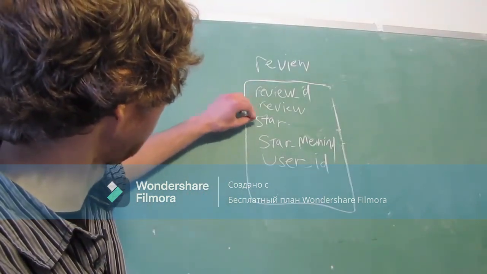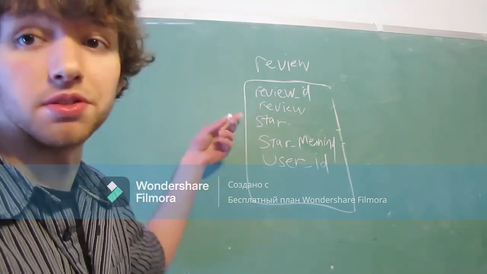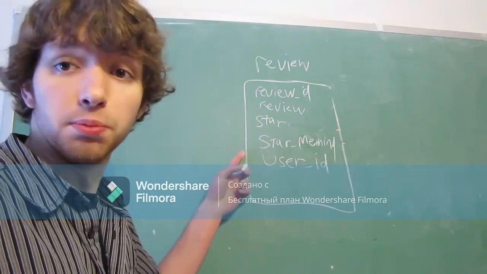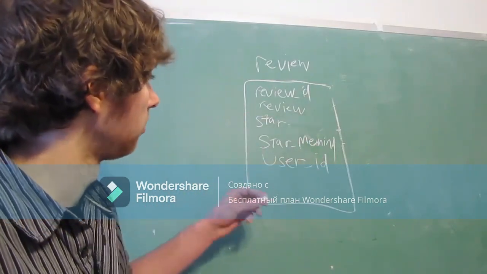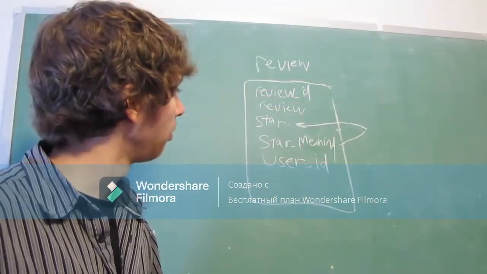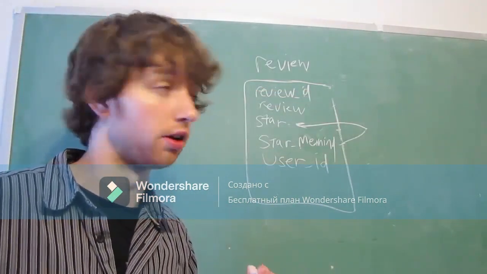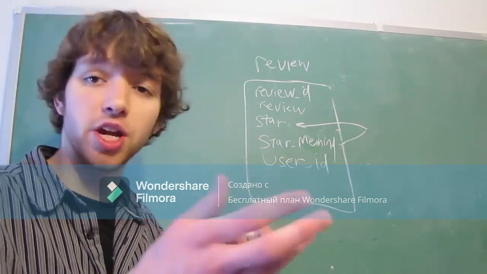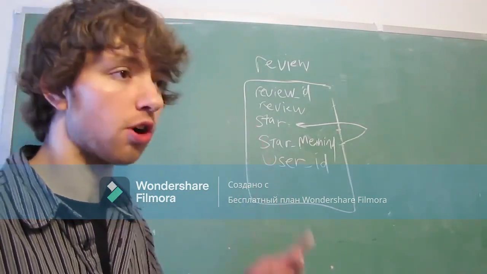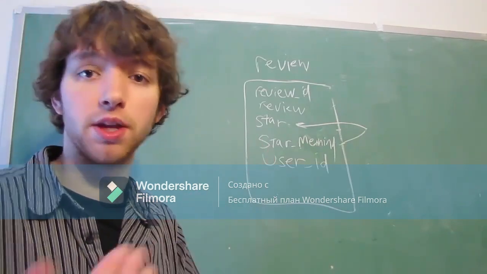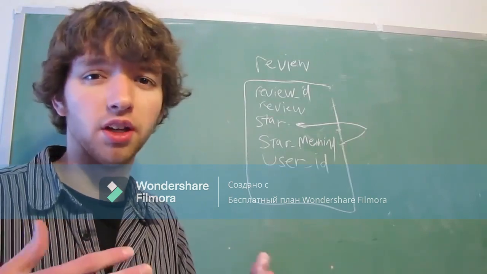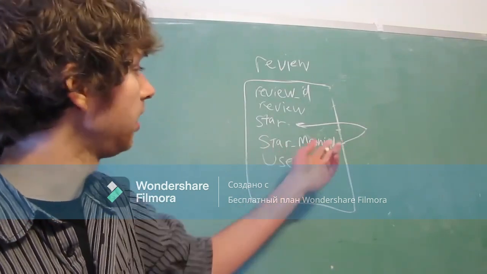Now, let's look at right here. We have an issue. This is what's known as a transitive dependency, because the star meaning depends upon the star. And a way you can try to figure out if it depends on it is, okay, if we change the star, is the star meaning going to change? Well, if we take the star and change it from a 4 to a 3, it might go from really super okay to really average. So the star meaning is going to change.